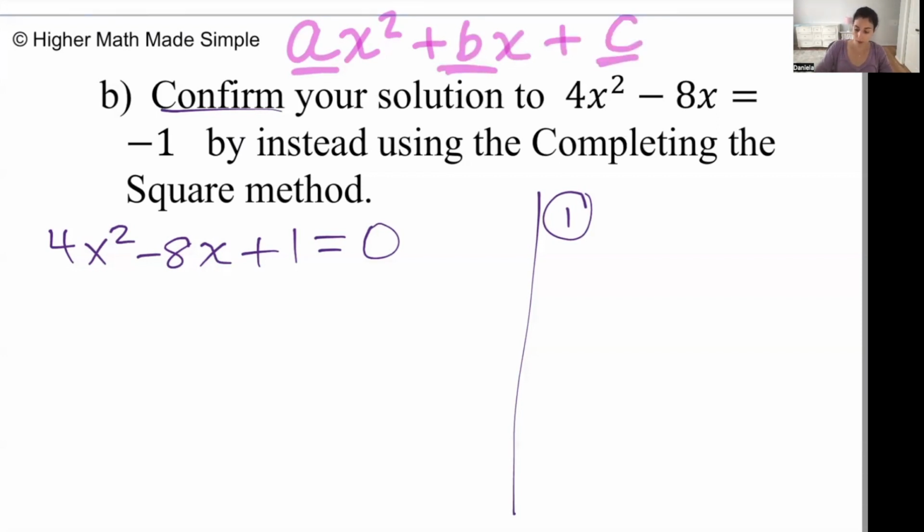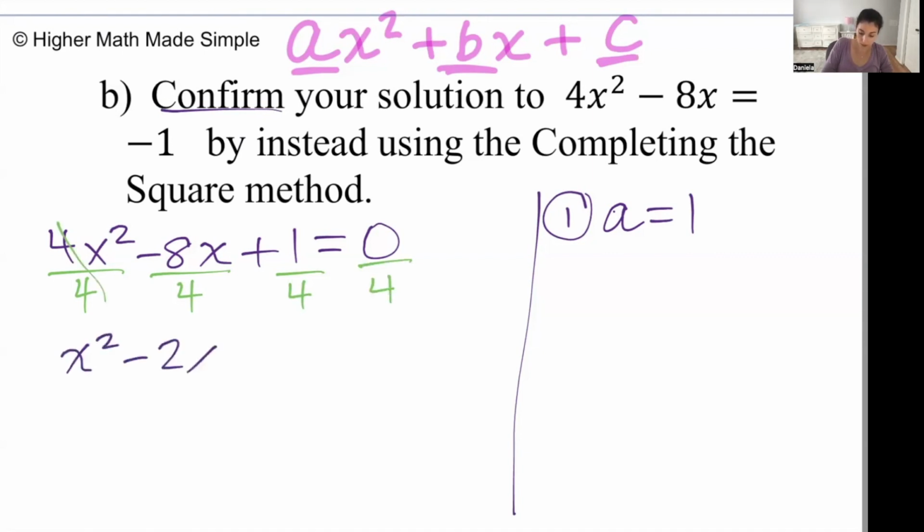Okay, so we want to make sure first that A is +1. If it's not +1, then you have to make it +1. So how would we make it +1 in this case? We would have to divide by 4. But make sure that you divide everything by 4, okay? Because otherwise you're changing the problem. So now we get x squared minus 2x plus 1/4 equals 0 divided by 4, which is 0.